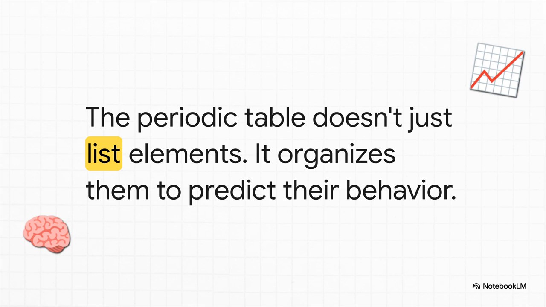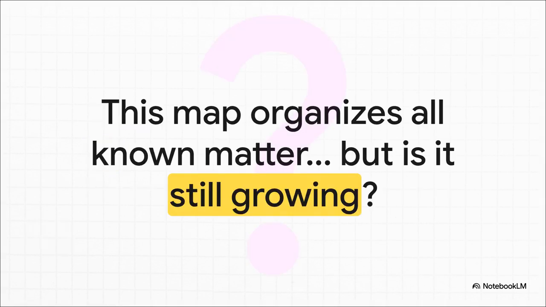So, at the end of our tour, what's the big takeaway? The periodic table is so much more than a catalog. Its absolute genius is in its organization. If you know where an element lives on this map, you can make a really good guess about its properties, how it's going to behave, and maybe even what you can do with it. So this one chart organizes all the matter we've ever found.